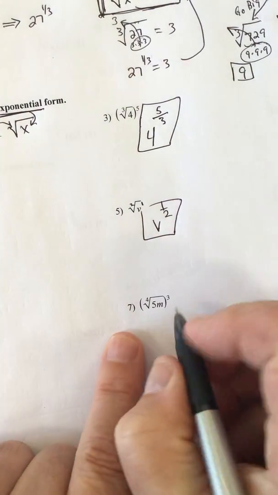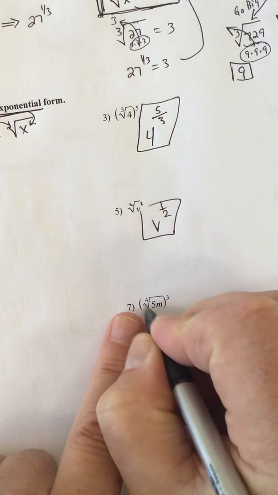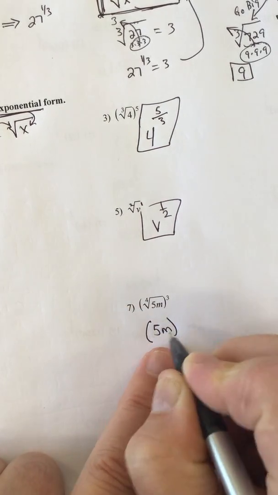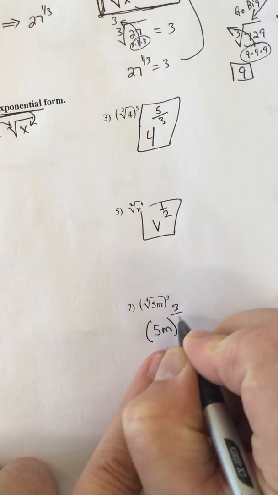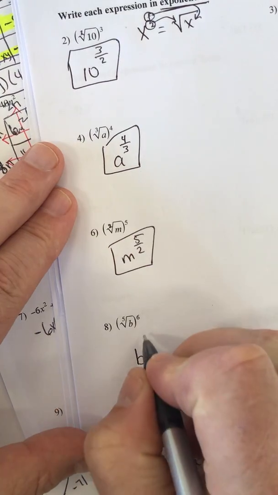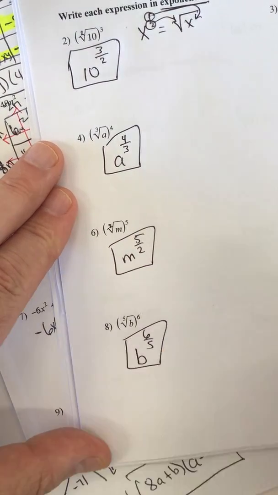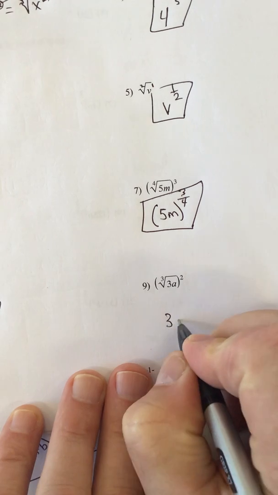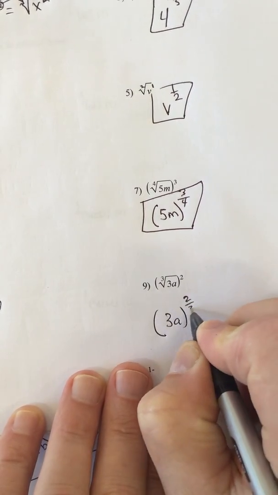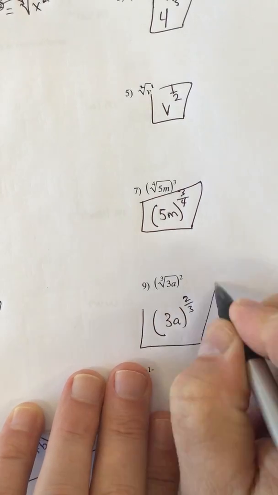Okay, 5m is in this one now, so the root and the power is on the 5m, so we've got to grab it so it catches the 5 and the m. So there's the power and there's the root. So this is b to the 6/5 power. 3a, the entire package, there's the power, there's the root. So the entire package to the 2/3.